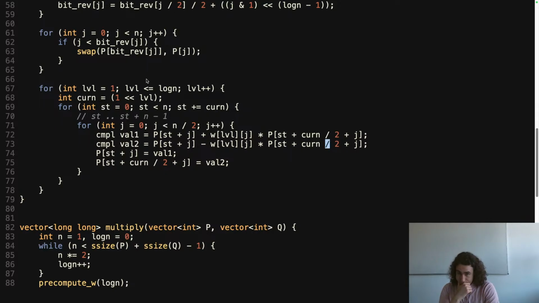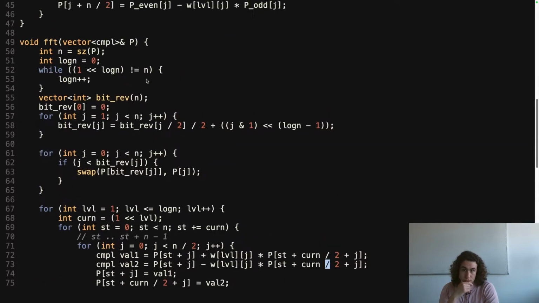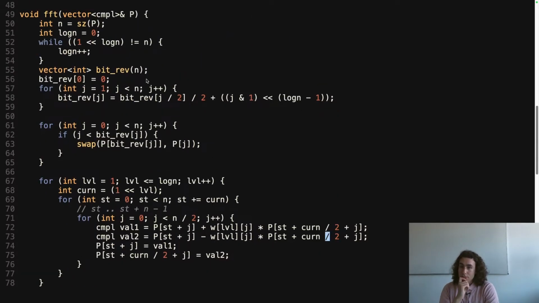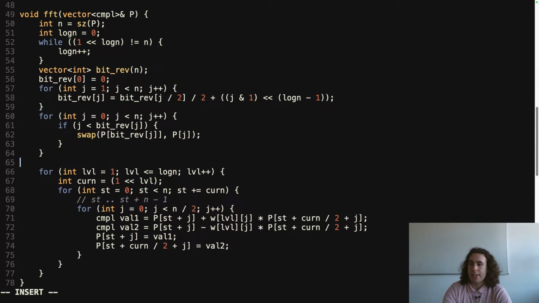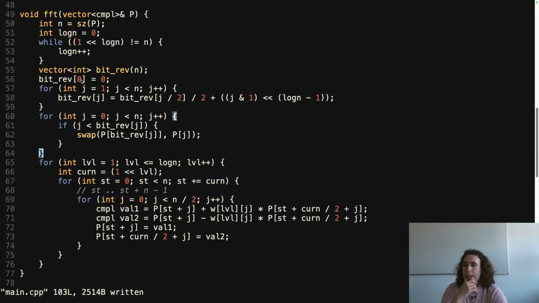Great. This is our FFT now. It's a little bit longer, but on the other hand, now it's not recursive. And it also uses almost zero additional memory, right? We only create this vector of integers, and that's it.